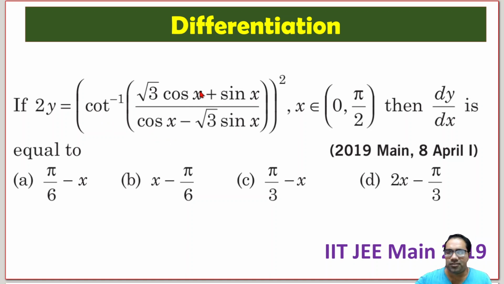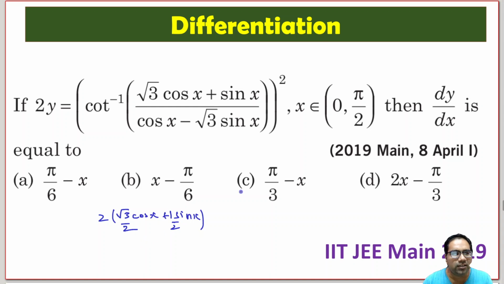So we can see root 3 here, cos x and sin x. Obviously, let us try to convert this numerator into cos of something and this denominator into sine of something, so that the numerator and denominator together will become cot of something. Okay, let us try to do something. Root 3 cos x plus sin x. Let us multiply and divide this with 2. Root 3 and 1 by 2.